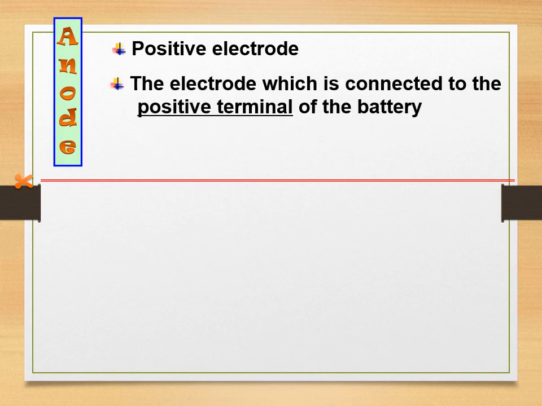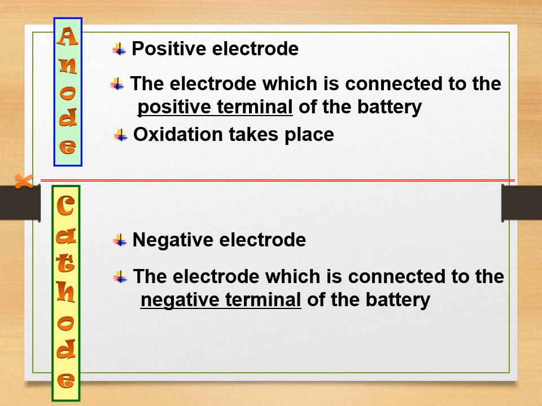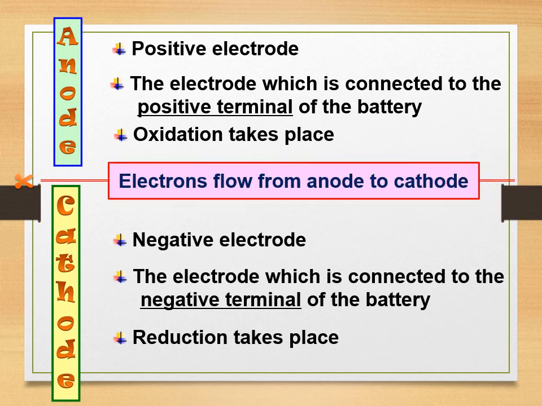Next, we are going to look at anode and cathode. Anode is a positive electrode, and this electrode is connected to the positive terminal of the battery, whereby oxidation will take place. Cathode, on the other hand, is the negative electrode, where it is connected to the negative terminal of the battery. Reduction takes place here. Electrons flow from anode to cathode. This is the same feature with the galvanic cell.